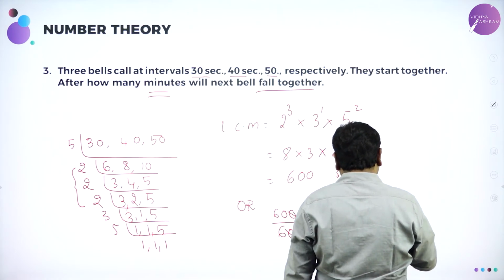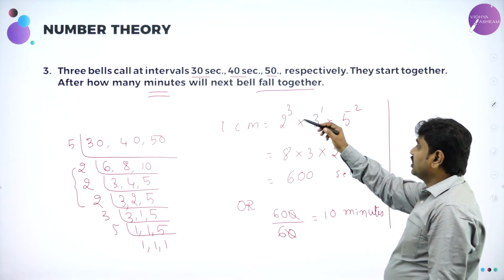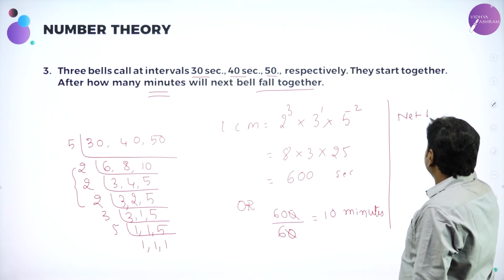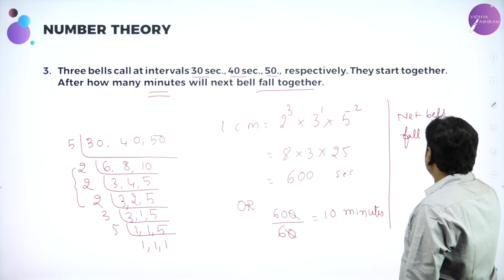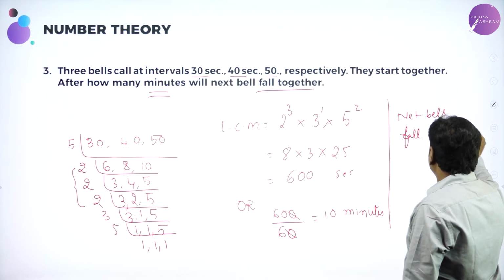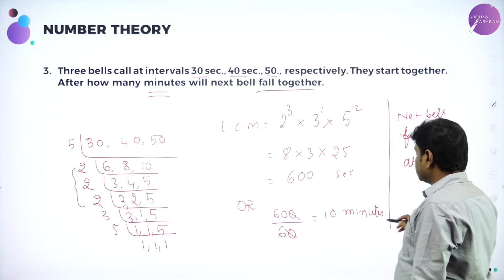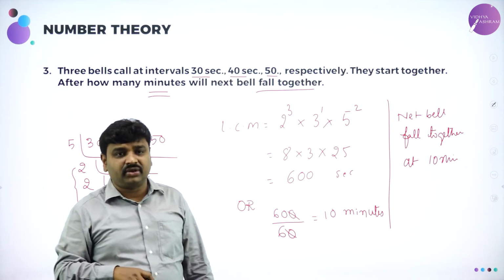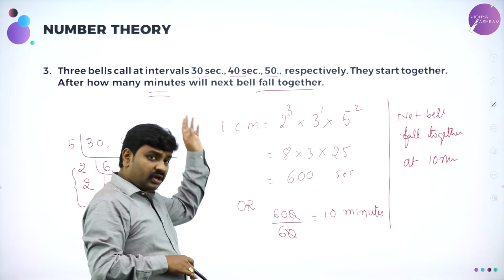So write the conclusion. After how many minutes will the next bells fall together? Next bells fall together at 10 minutes. This is the answer. After 600 seconds they will fall together. 600 seconds is the answer, but they want it in minutes.